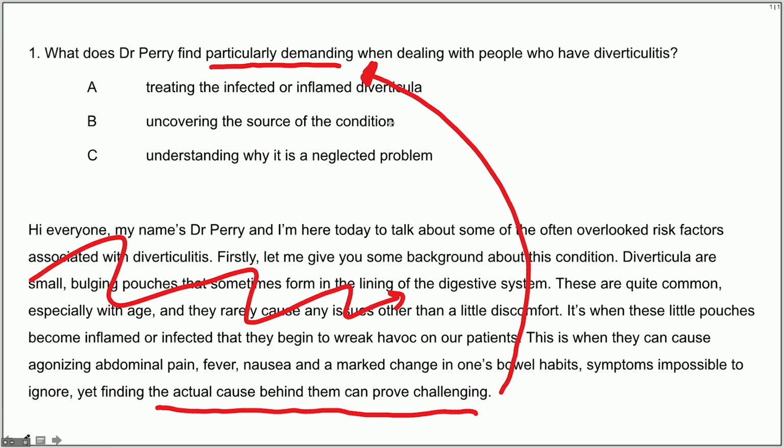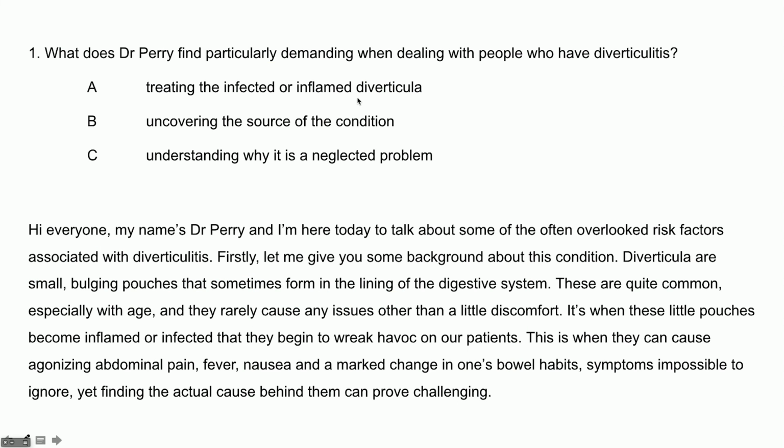So what we have here is what's called a paraphrase of this particularly important aspect of the question prompt. And this is basically how this part of the test works. They're not going to say the exact same words. They're going to use synonyms. So if we read this again, she finds the actual cause behind them can prove challenging. So if we look quickly at the answer options, what does she find particularly demanding? Treating the infected or inflamed diverticula, uncovering the source of the condition, or understanding why it is a neglected problem. Here, the actual cause behind them can prove challenging. The answer there, of course, is B.